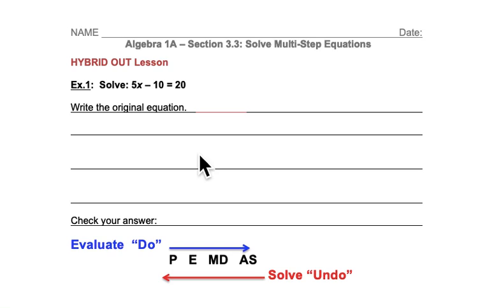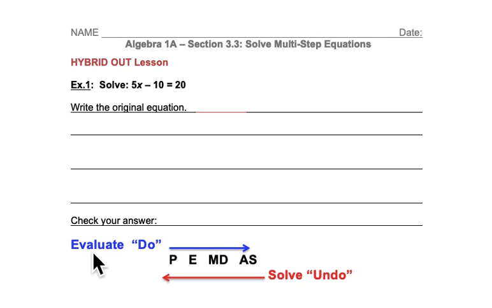So let's start with example 1. We have to solve the equation 5x minus 10 equals 20. Before we start solving the equation, I want to make sure we understand the difference between evaluating and solving. Evaluating is when we're doing something to numbers, and solving is when we're undoing things.